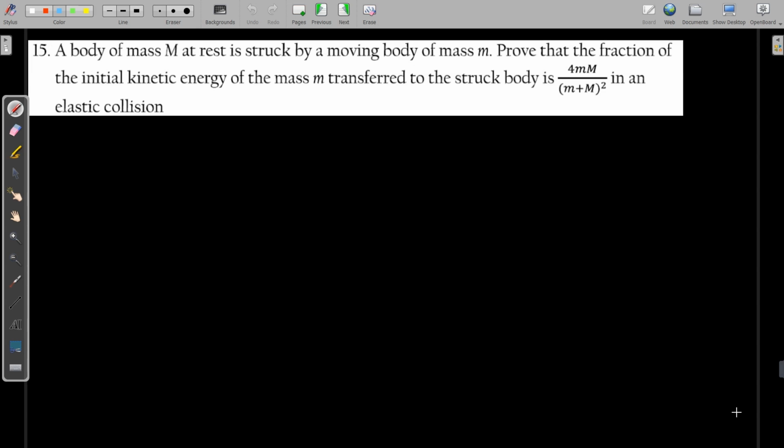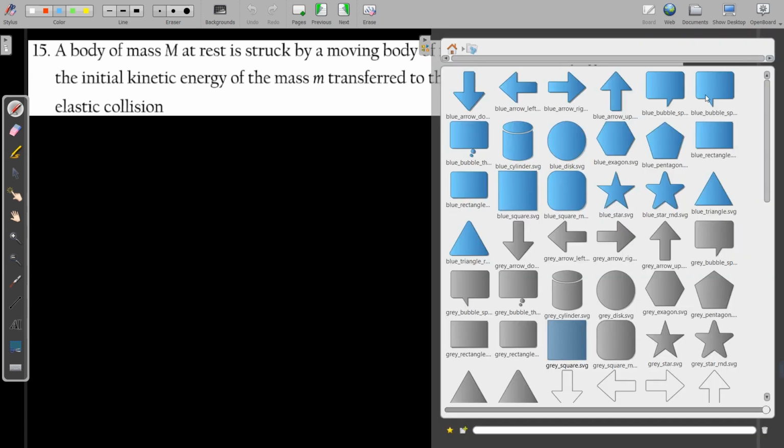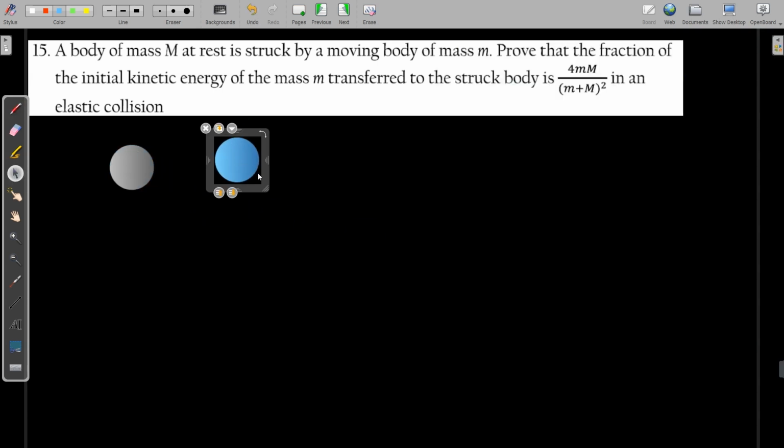Okay, what is given? A body of mass m is at rest. So this one, m, is at rest, and this one is over here. This is m, velocity is 0. And this is the moving body, moving with some velocity u1. Prove that the fraction of initial kinetic energy of mass m transferred to the struck body is this.